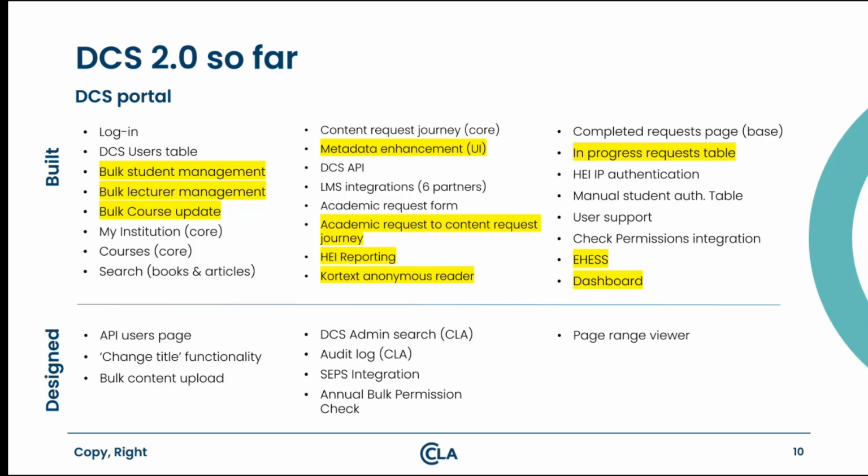We also have a full in-progress request table. So for your reference, this table refers to the active request table in DCS1. It's exactly the same. It was just decided that the label in progress was more accurate than active requests.